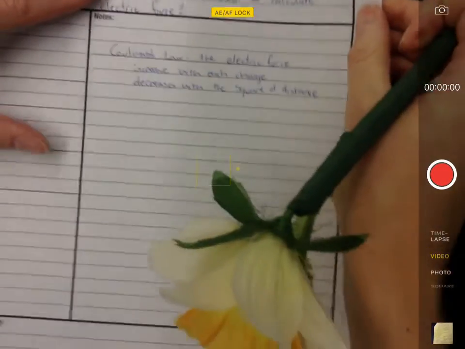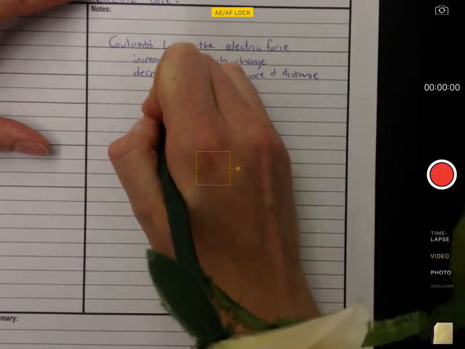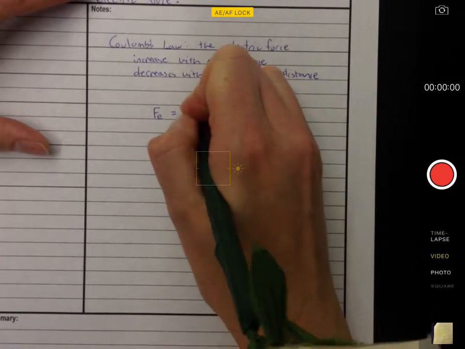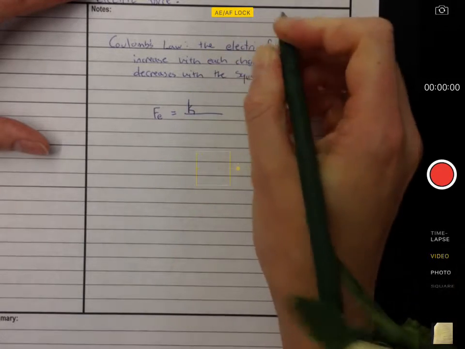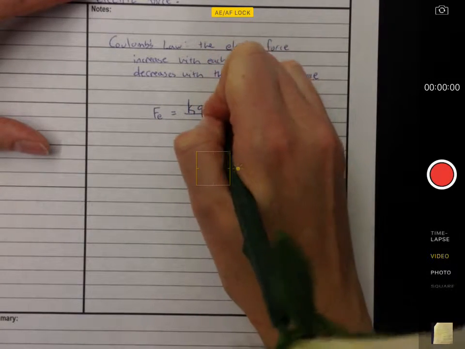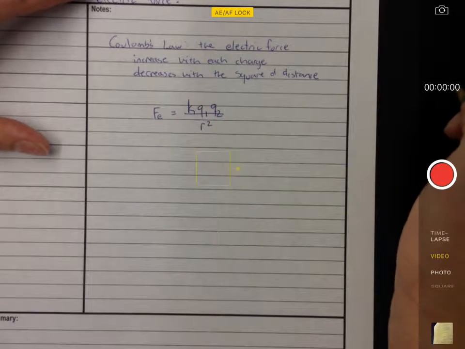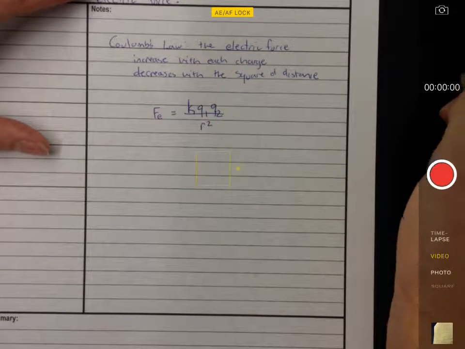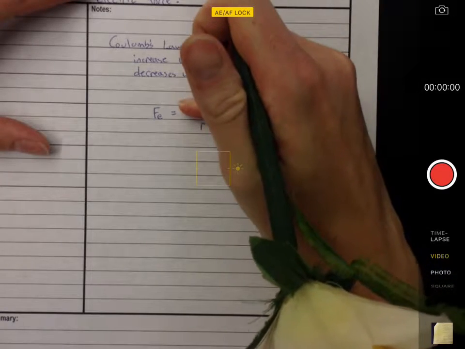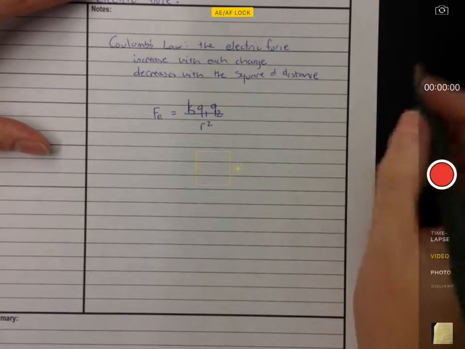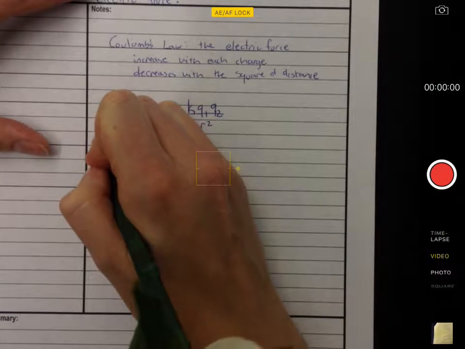So what this looks like in an equation is that the electric force, Fe, is going to have K, which is just a constant, Q1, Q2, that's each charge, and then the distance is squared, R squared. So when it's on the bottom, that makes it get smaller, and when it's on the top, that makes it get bigger, so that's why the Q's are on top and R is on the bottom. So let's talk about what all those things are.